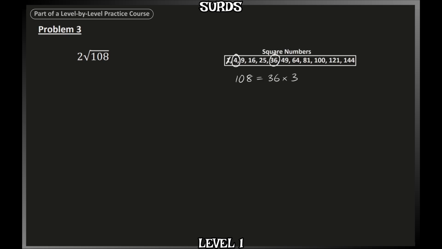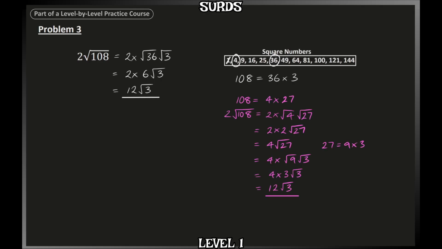So this means that 2 times the square root of 108 is the same as 2 times the square root of 36 times the square root of 3. Now 36 is a square number, so we can square root it, and the square root of 36 is 6, so we have 2 times 6 root 3. And because 2 times 6 is 12, this is just 12 root 3. And 3, importantly, can't be divided by any of the numbers on our square number list, so 12 root 3 is our final answer to problem 3. If I'd used 4 as my original factor, then this method in pink is how I would have arrived at the same solution.